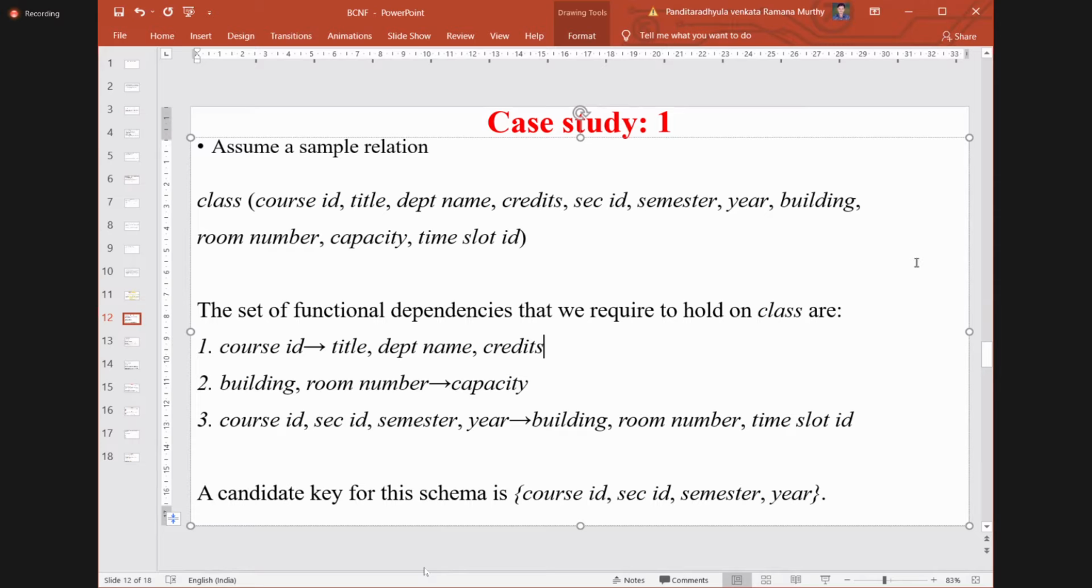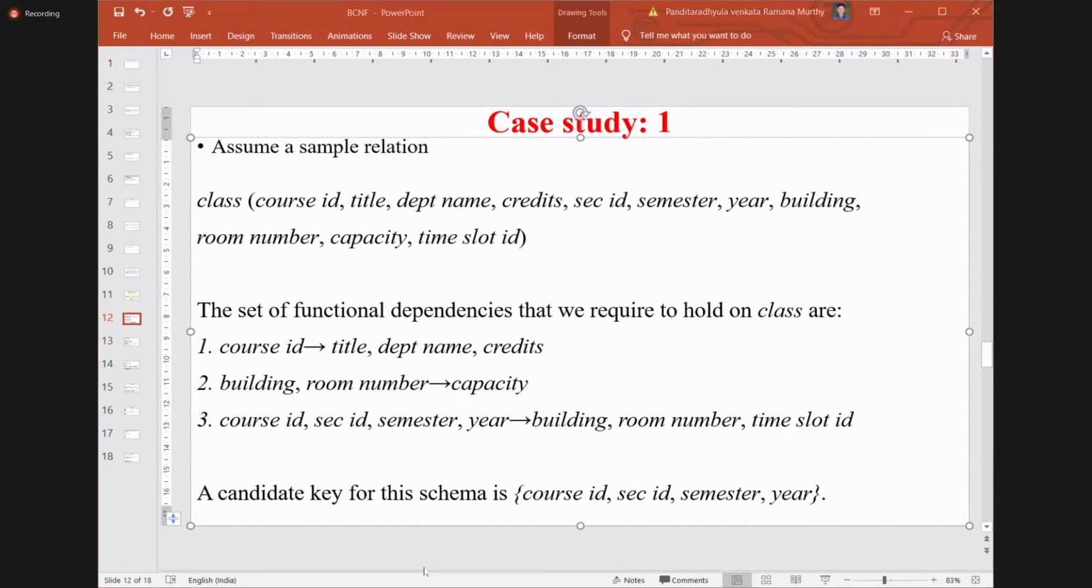And also now we'll identify what could be a candidate key for the class table. The candidate key, to uniquely identify each and everything here, is course ID, section ID, semester and year. We can identify a key for the table. So we identified what could be a probable candidate key. That candidate key can be a primary key later, or a super key also. Clear? And we identified a set of functional dependencies for the particular table.